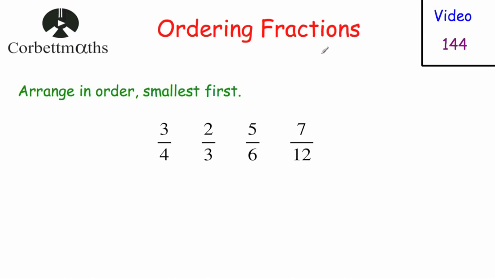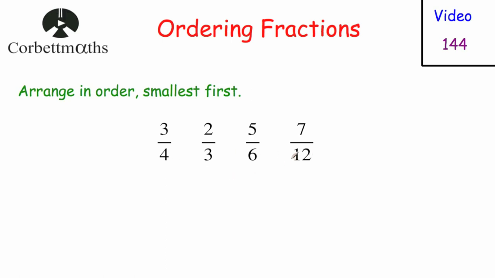So our next topic is to order fractions, and this is video 144 in Corbettmaths, and we've been asked to arrange in order, smallest first, 3/4, 2/3, 5/6, and 7/12. So what we're going to do is make all these fractions have the same denominator. So if we've got 4, 3, 6, and 12, we want to make all these denominators the same number.